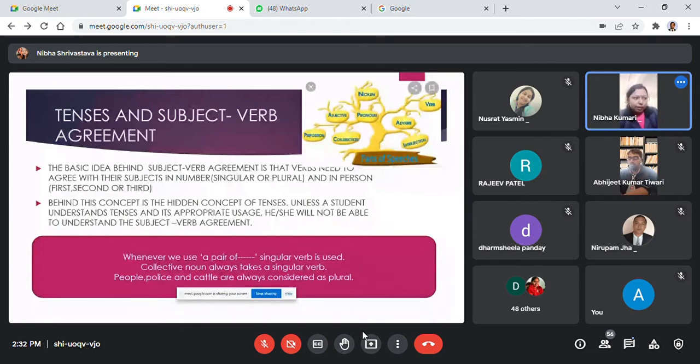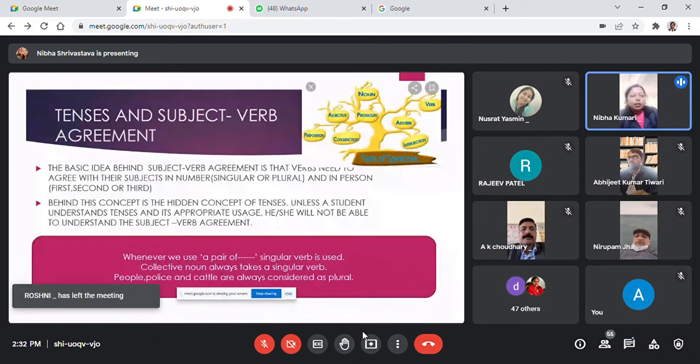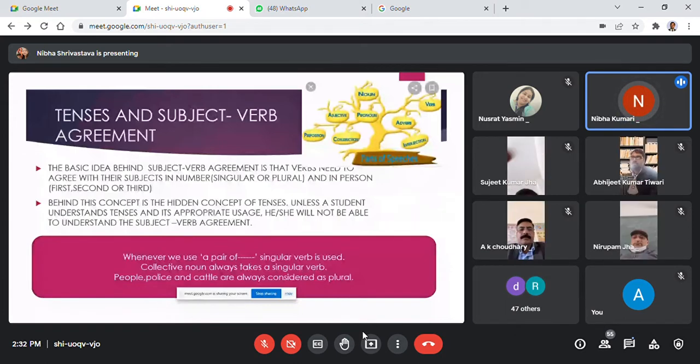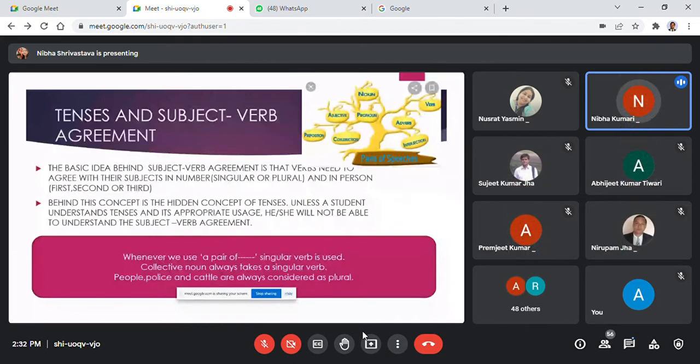Like some of the common usages of subject-verb agreement, whenever we use a pair of trousers, a pair of jeans, a pair of spectacles, many a time we get confused whether to use a singular verb or plural verb. Whenever we use a pair of, we should remember that it takes a singular verb. Why? Because two things come together and they become a pair. So that is why a singular verb is used.